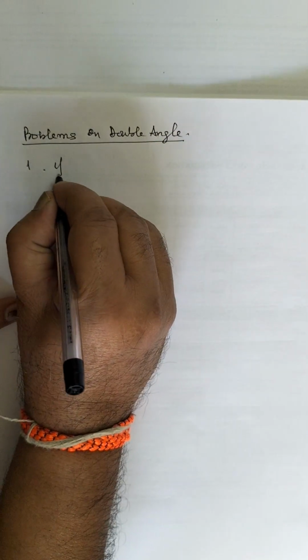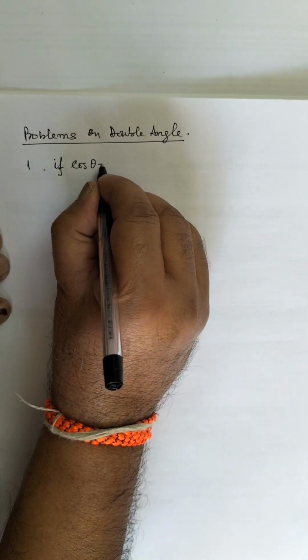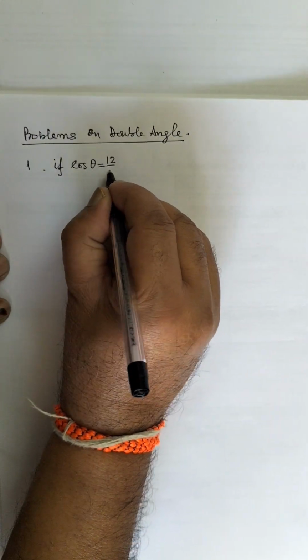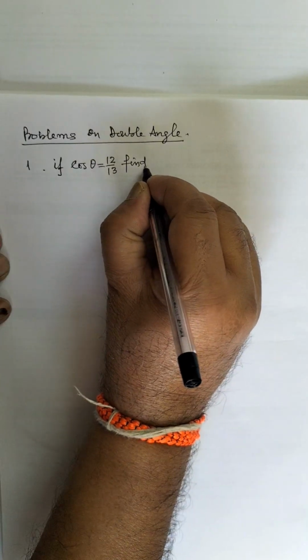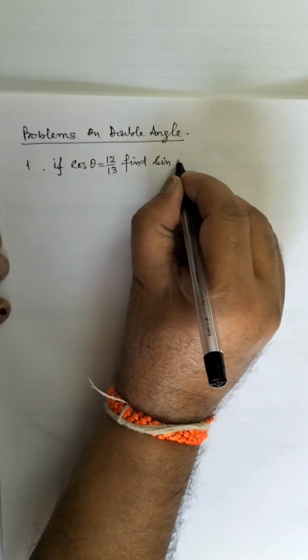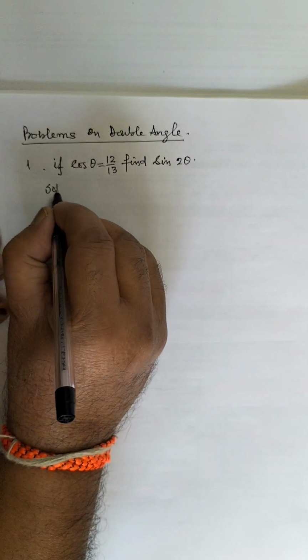If cos theta is 12 on 13, find sin 2 theta. Let's see the solution.